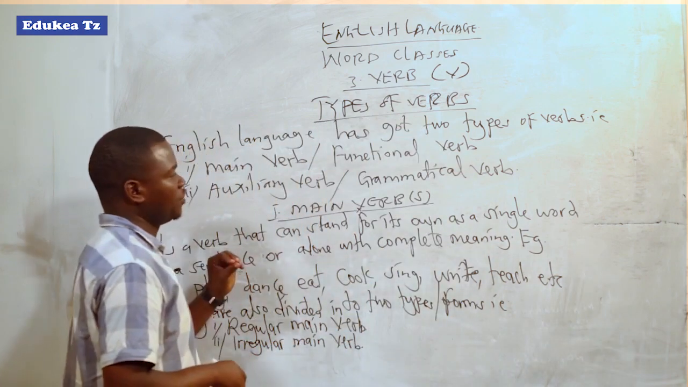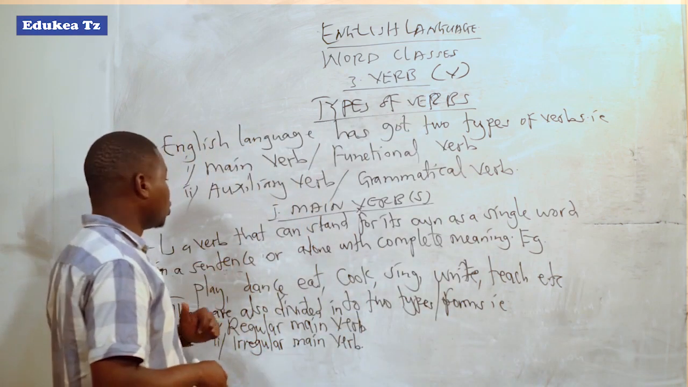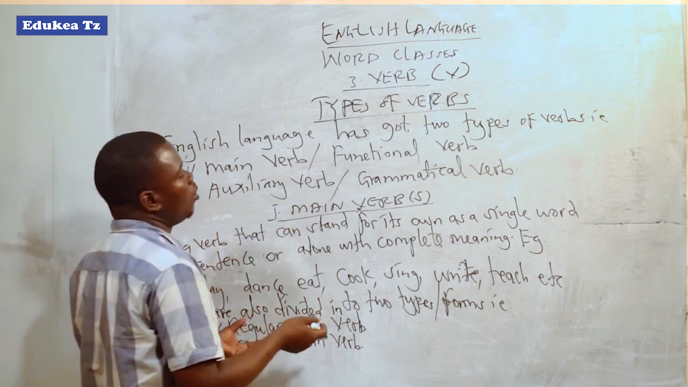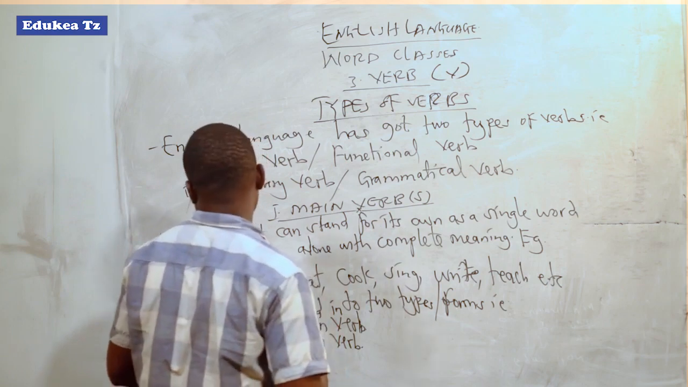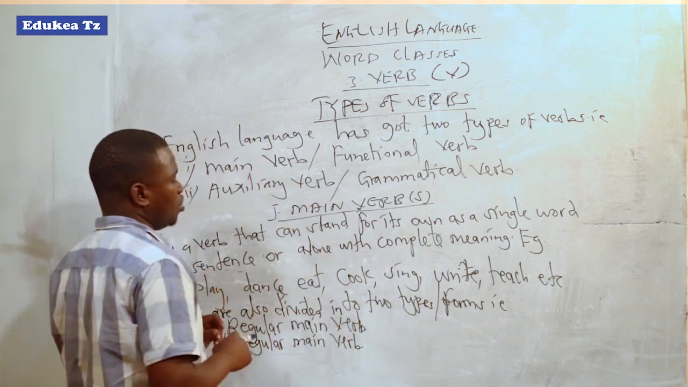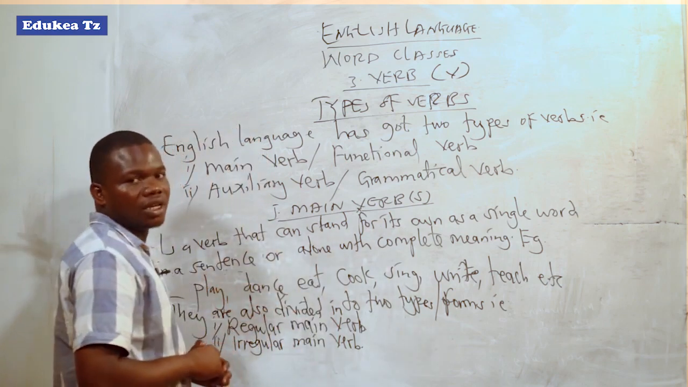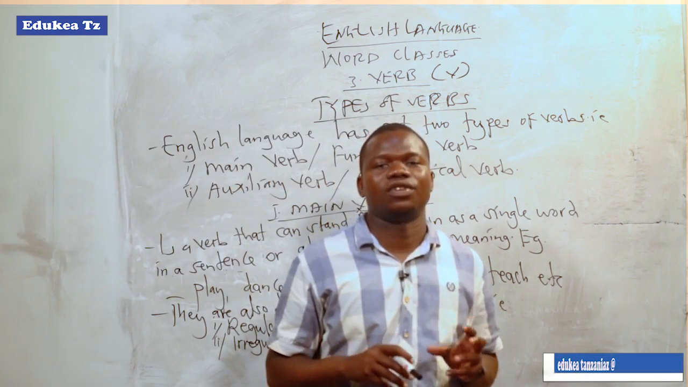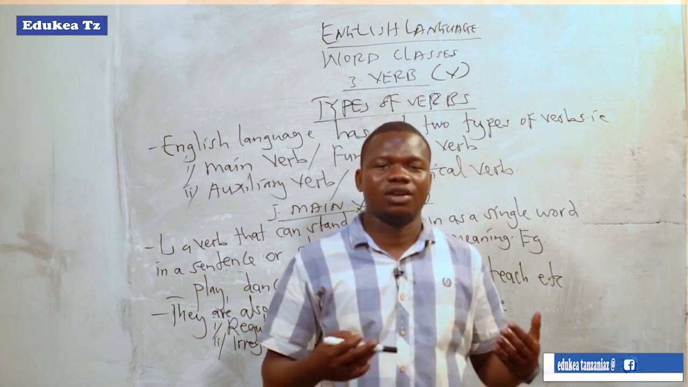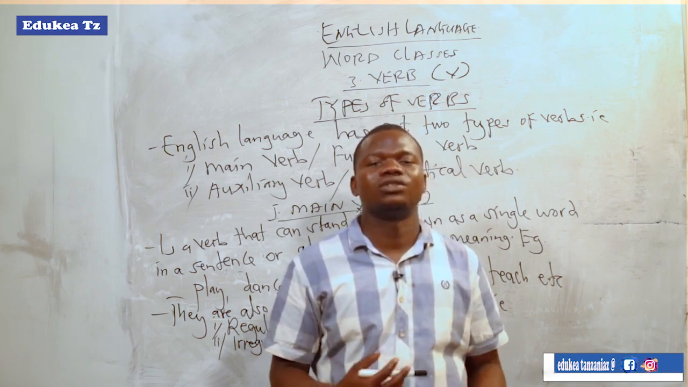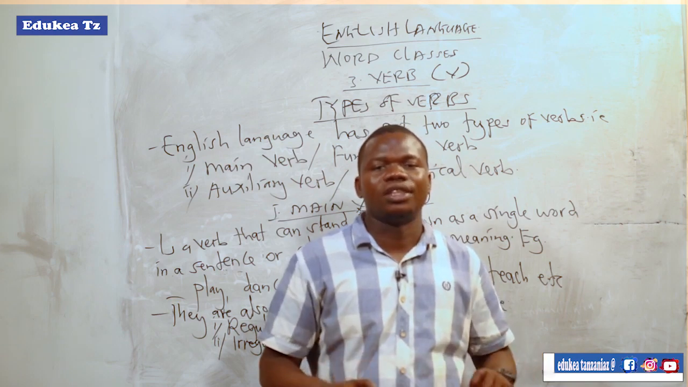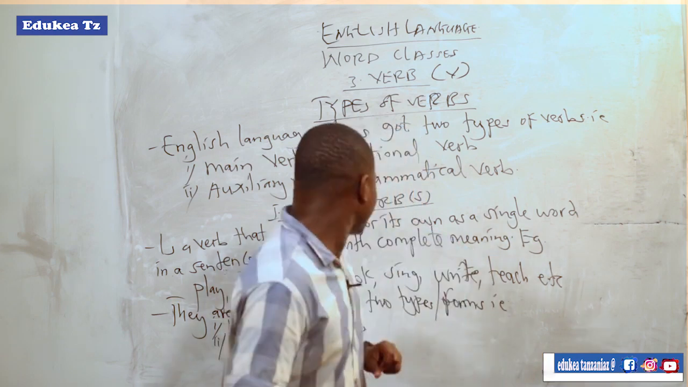starting with main verbs or functional verbs. A main verb is a verb that can stand on its own as a single word in a sentence, alone with a complete meaning. These are verbs which can stand alone as a word, or once they are used in a given sentence, they can stand alone with a complete meaning.